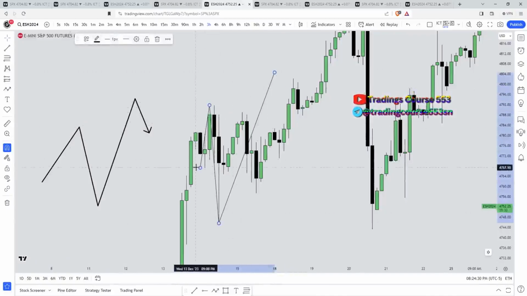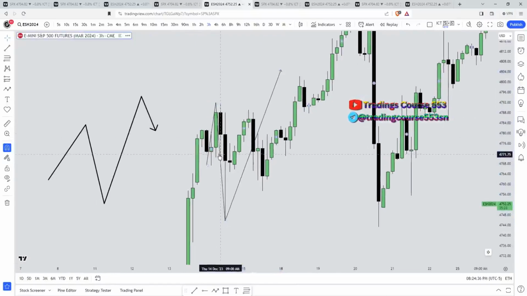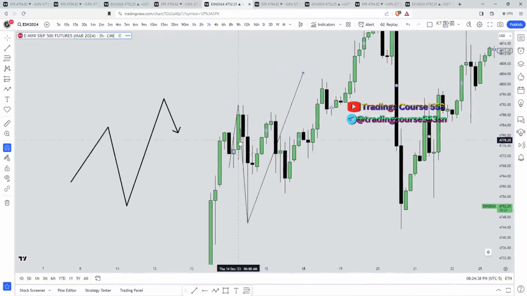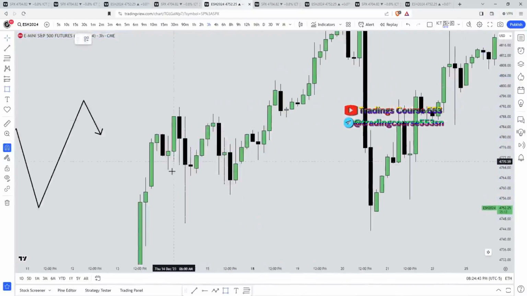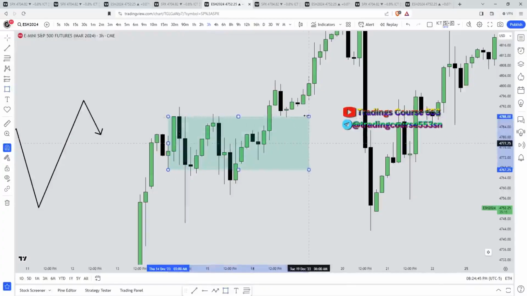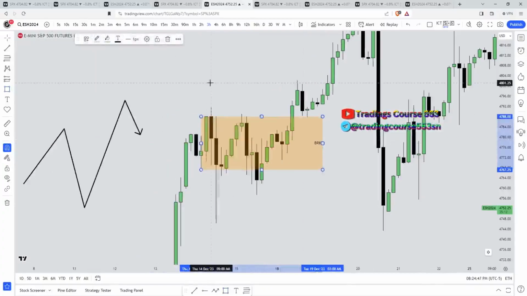So what we could do is, in this price leg that creates the high, we're looking for an up close candle or consecutive up close candles. See how there's two in a row? So we have this candle and this candle. Since there is two in a row, I'm going to mark out both of them and extend them over. So this is my bullish breaker.